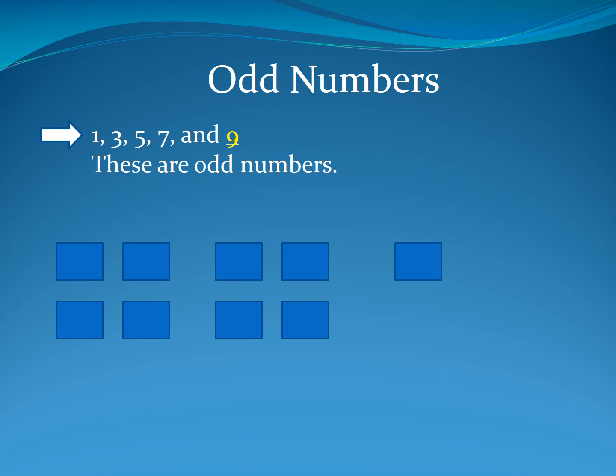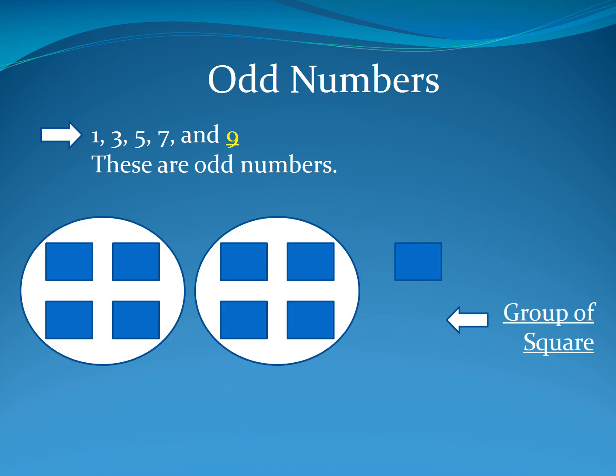After grouping them, we get 1 square extra. 1 square is left behind as a remainder. You can see that 2 separated groups of 4 squares leave out 1 square. And it shows that when 9 is divided by 2, it leaves remainder 1, not 0, which makes it an odd number.